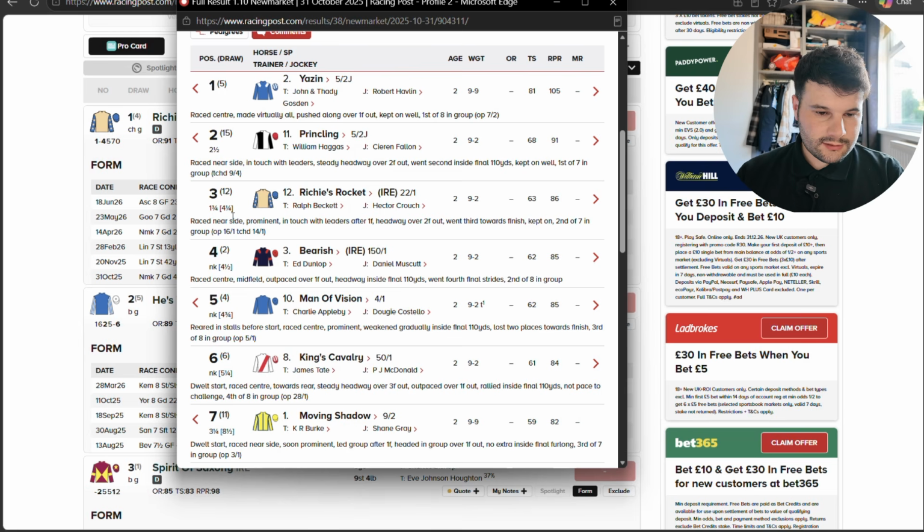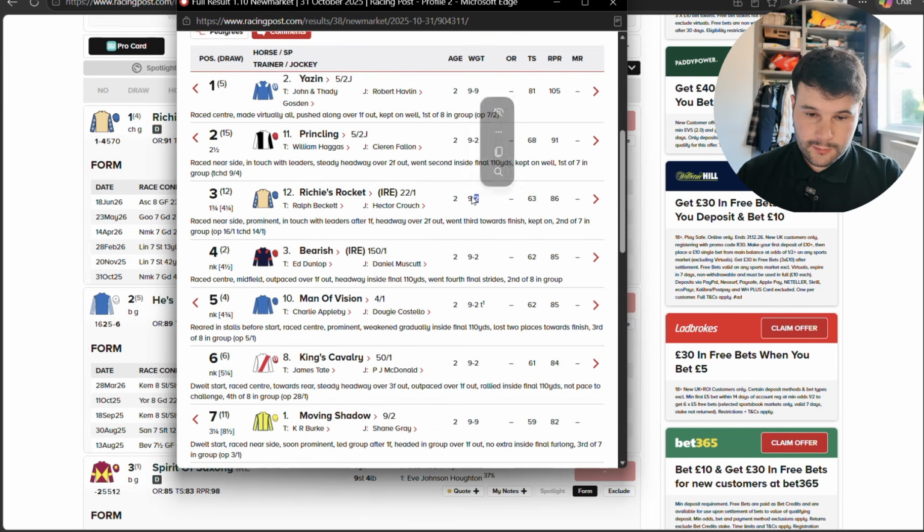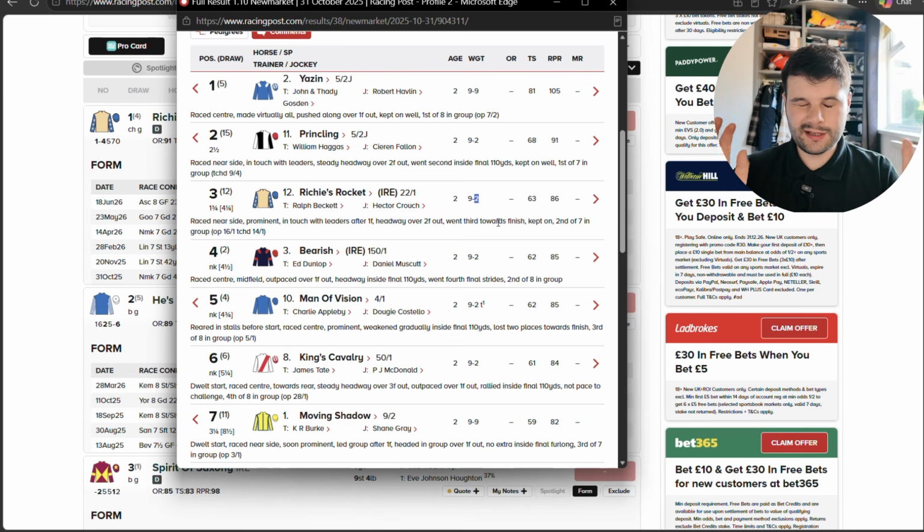So Richie's Rocket finished third, so actually above King's Cavalry on this particular race, but he was 4.25 lengths behind the winner, and King's Cavalry was 5.25 lengths behind the winner. They were both running off the same weights that day, so both running off 9 stone 2. Like I said, it was only a length in it, and that is important because basically when you're weighting a horse, if you put £2 on a horse in flat racing over middle distance, so say 7 furlongs to a mile, £2 will basically stop the horse by around a length.